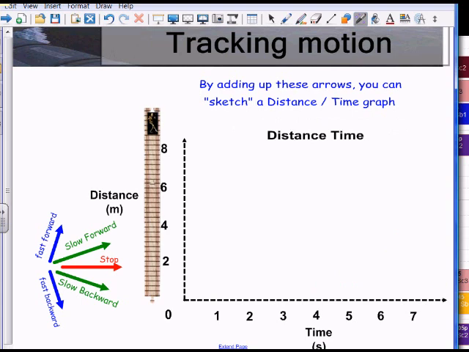All right. So once he's already there, don't forget he can go backwards as well. So let's say he starts, now he's about 8 meters away. So he's starting at the 8 meter mark, and he's going to go very slowly backwards down this way. So what are we going to add? Well, a slow backward one. And let's say then again he stops there for a little bit to take a break.